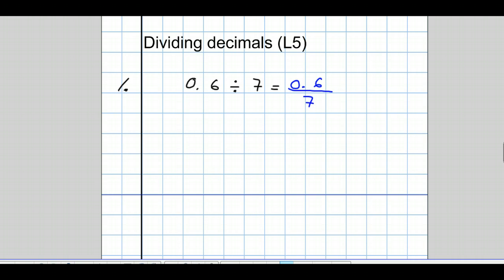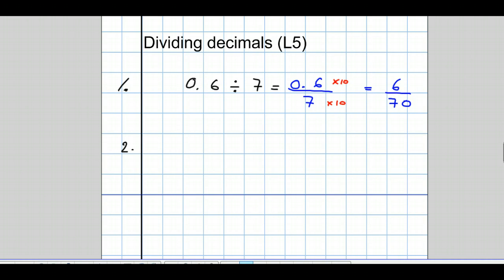So there it is, 0.6. That's the first number, over 7, the second number. But we don't like decimals within fractions. So what we're going to do is turn the 0.6 into a whole number by multiplying it by 10. But to keep the fraction equivalent, we must do the same to the denominator. So we get 6 over 70. 0.6 times 10 is 6. 7 times 10 is 70.